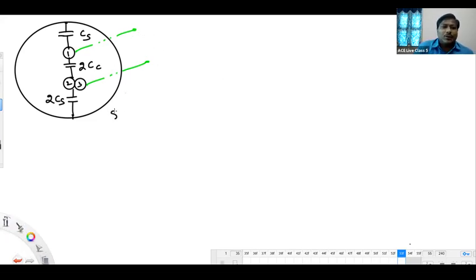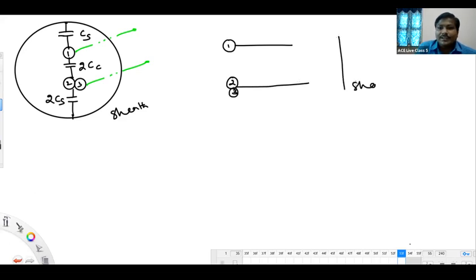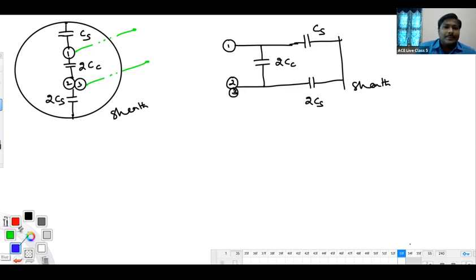So let me redraw this model again. This is a sheet, of course. This is 1. 2, 3 are the same. Just now we said 2 and 3 are the same, and this is the sheet. Now between 1 and 2-3 we have 2 CC. Between 1 and sheet we have CS. Between 2-3 and sheet we have 2 CS. And we have to get the equivalent capacitance between 1 and 2-3. Between 1 and 2-3, we should get the equivalent capacitance required.